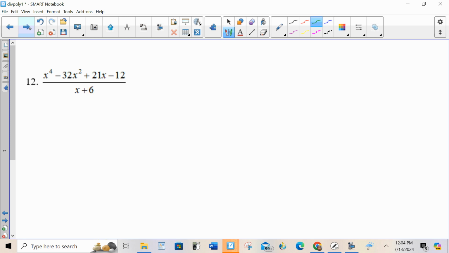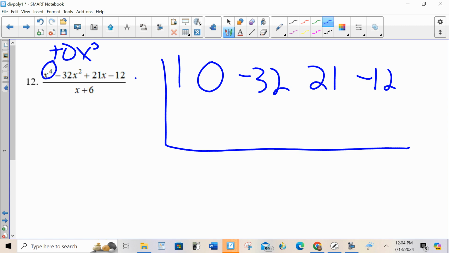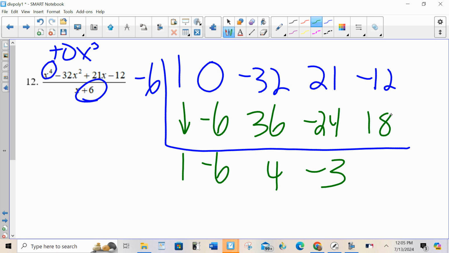Okay, now that you had a chance to try it on your own, I'm going to check for missing terms. X to the fourth, after x to the fourth should be x to the third. There's not, so there's a 0 x to the third. So it's 1, 0, negative 32, 21, negative 12, capital L with a long bottom. The opposite of what I'm dividing by, negative 6, goes outside. First number comes down, multiply, add, multiply, add, multiply, add, multiply, add.